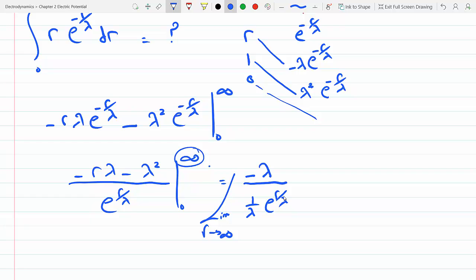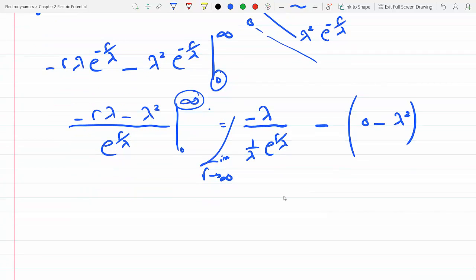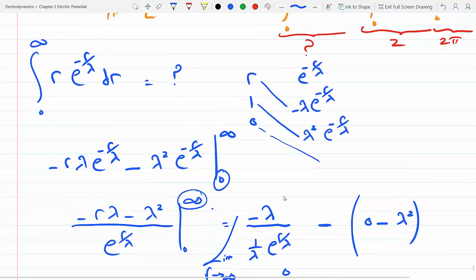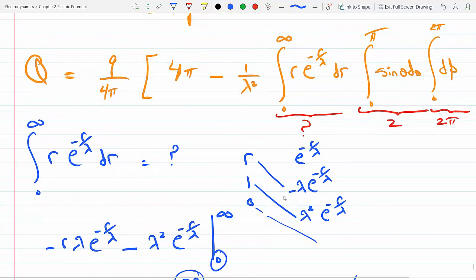Okay, now I'm going to evaluate the lower bound, the 0 bound. So at 0, I get the first term is 0 and the second term is minus lambda squared. Now as r goes to infinity, notice I get minus lambda over infinity, which is 0. So this whole term goes away, and I have left minus lambda squared. I get lambda squared. So the answer to this guy is lambda squared.